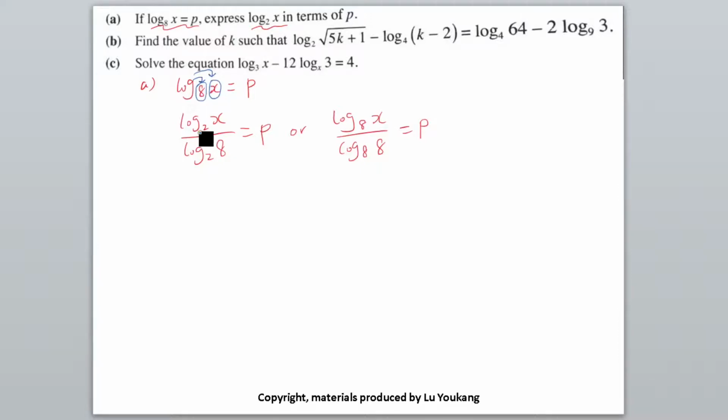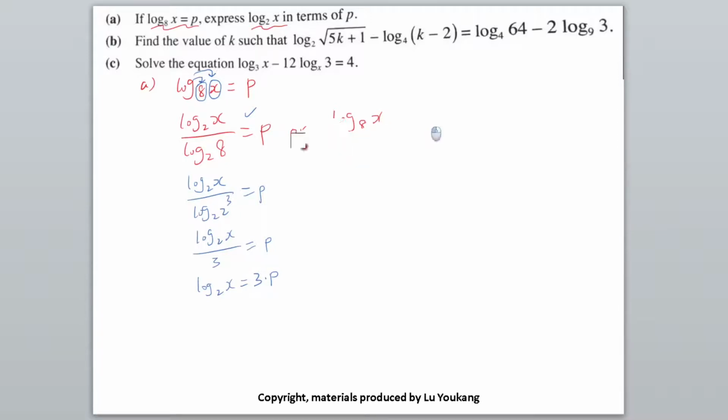So now I'm showing how you get log base 8 of x into log base 2 of x over log base 2 of 8. So let me continue to simplify further. So log base 2 of 8, you can see is log base 2 of 2 to the power 3. So therefore you get 3 in the denominator. Therefore log base 2 of x equals to 3p. So I have found the answer for part A.